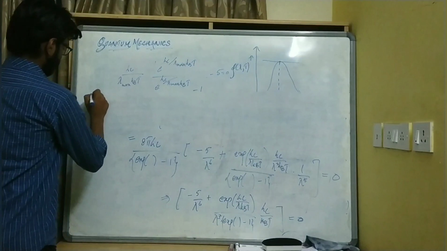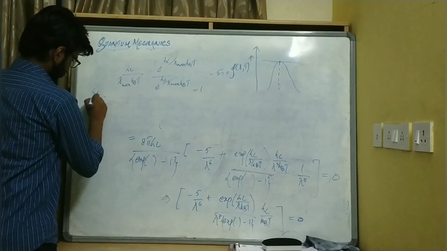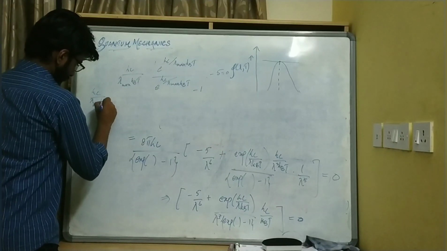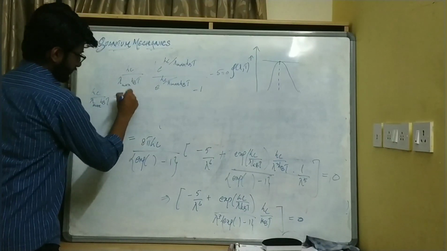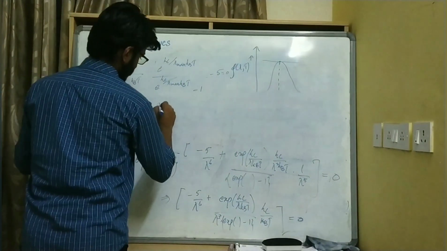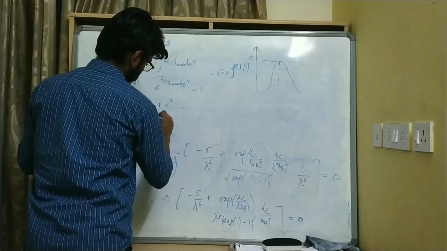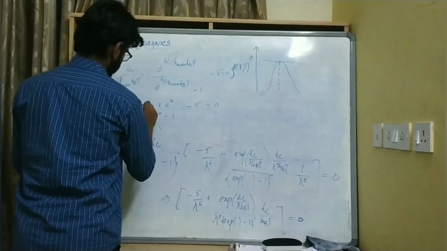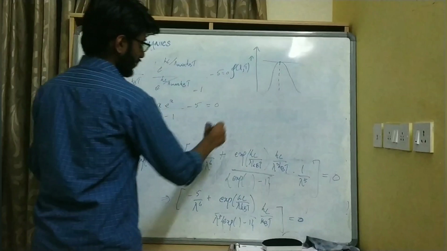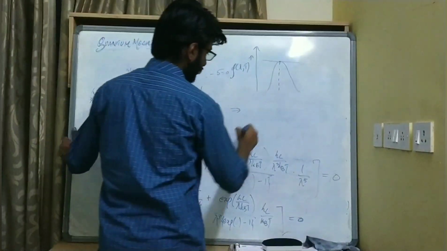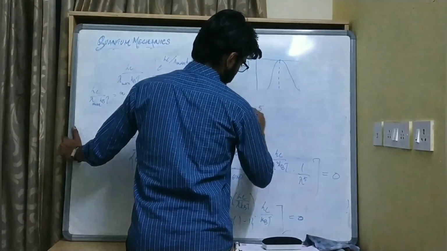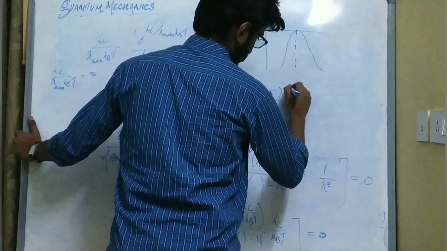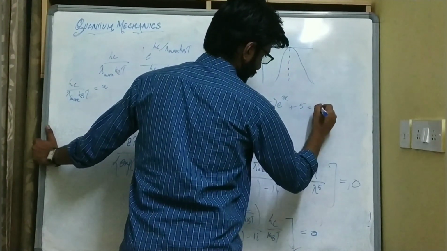So take hc by lambda max kbt as x. This term becomes x e to the power x by e to the power x minus 1, minus 5 equal to 0. Simplifying further, (x minus 5) e to the power x plus 5 is equal to 0.